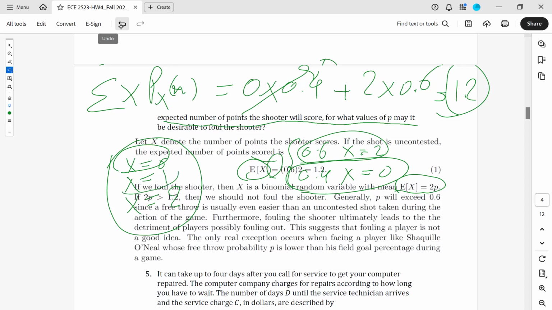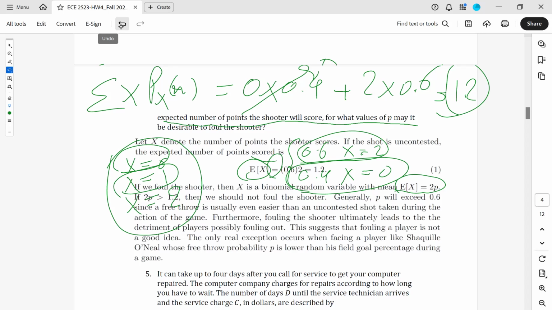X equal to 1 has 2 possible outcomes: first one fails, second one succeeds, or first one succeeds, second one fails, which is P times (1 minus P) in each case. So we have 2 times that for X equal to 1. Is that clear what I'm talking about?